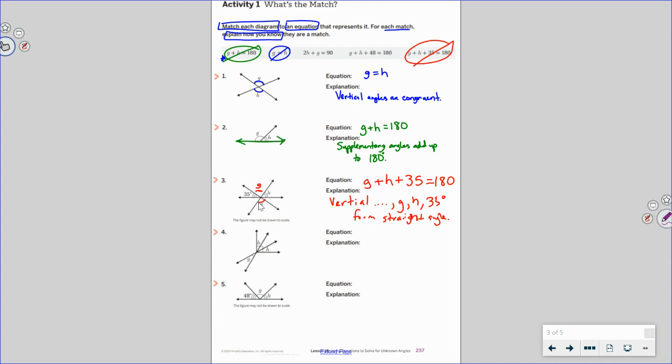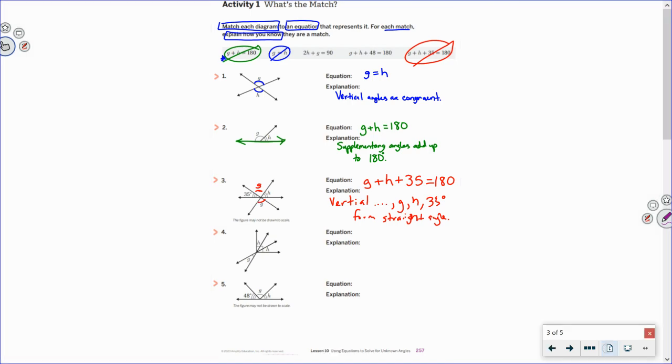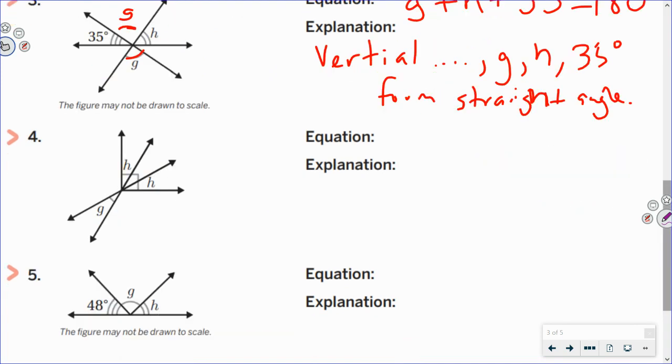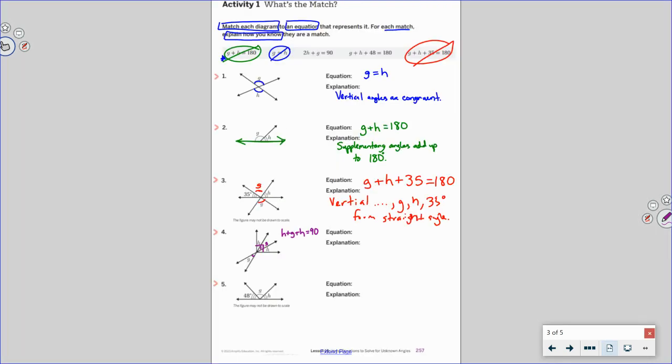Onward we go. This is interesting. We see another G here. Let me go ahead and zoom in a bit. Where G has another vertical angle up here. So if I were to add H and G and another H, together they form a right angle, and so they add up to 90 degrees. And so why not rewrite that as two H's, a single G equals 90?